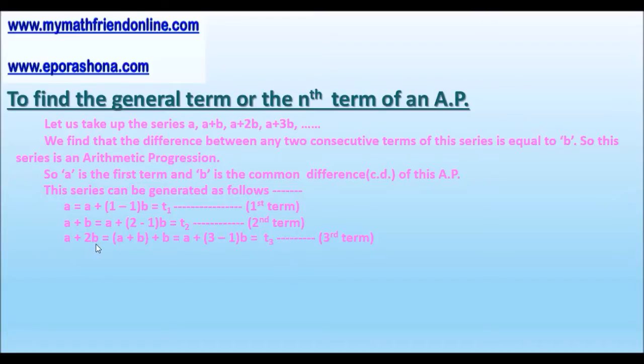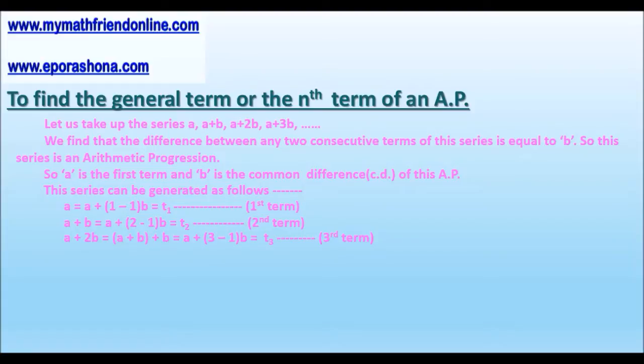So the third term, a plus 2b, can be obtained by adding a b to this a plus b, the second term. Second term is a plus b. To this, if we add another b, we will be getting a plus 2b, which is the third term. And a plus 2b can be written as a plus, now since it is the third term, 3 comes over here, and minus 1 and multiplied by b. Everything else is common.